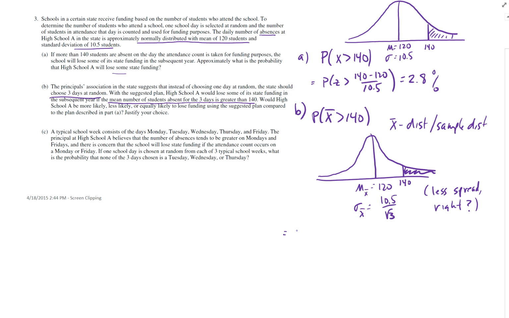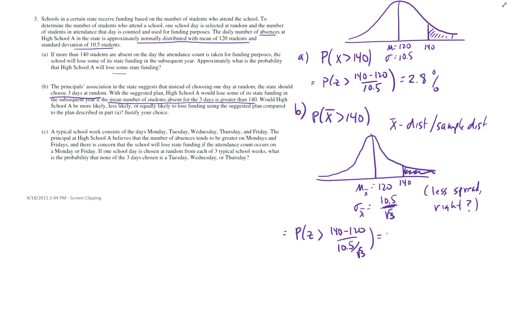So this is going to be the probability that Z is greater than (140 minus 120) over (10.5 over square root of 3). You don't actually have to calculate this, but if you don't, you have to explain why it's less. It's less spread because this is the sampling distribution, and there's less variability because the standard deviation is divided by square root of 3. Or you actually calculate it, like I'm doing, and you compare.